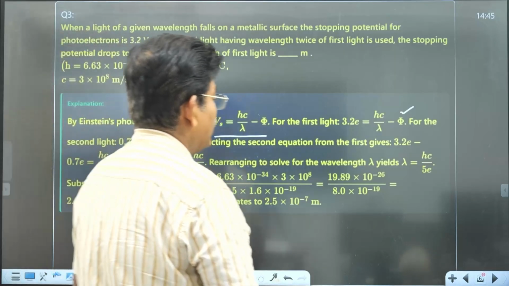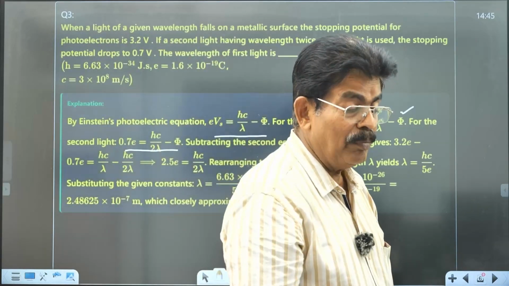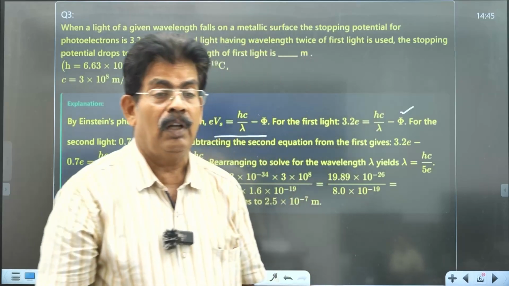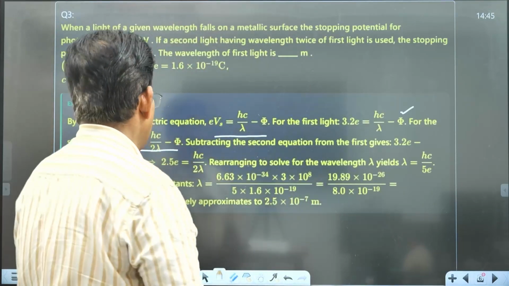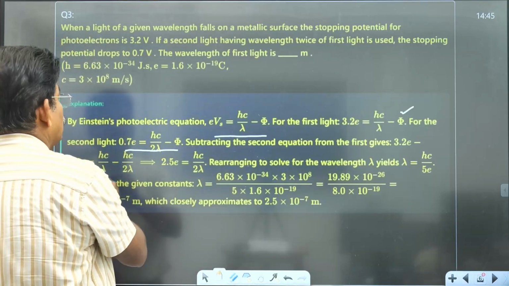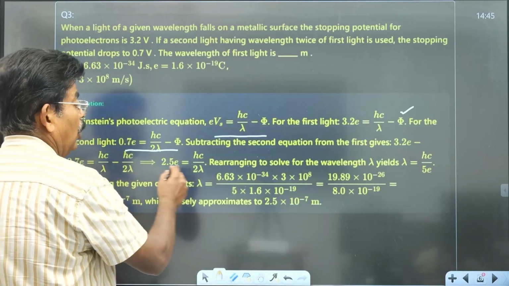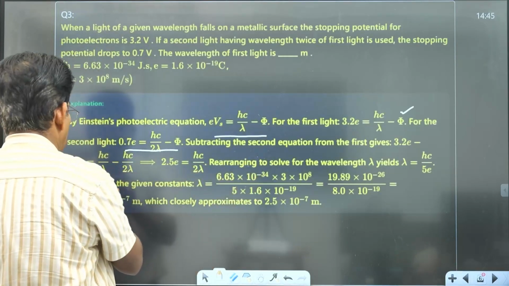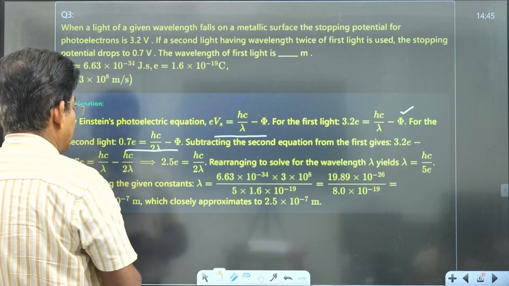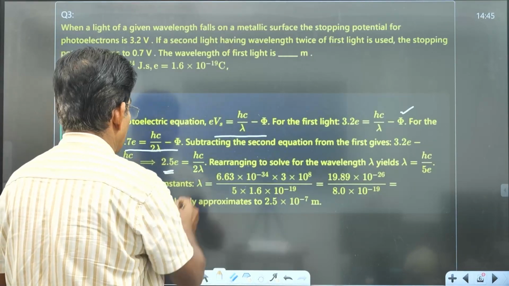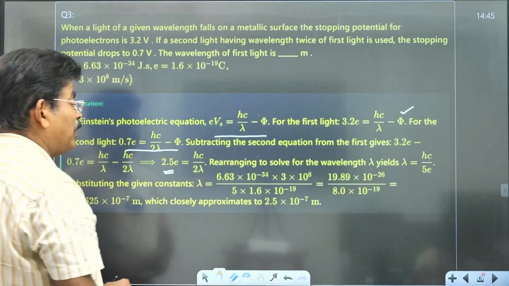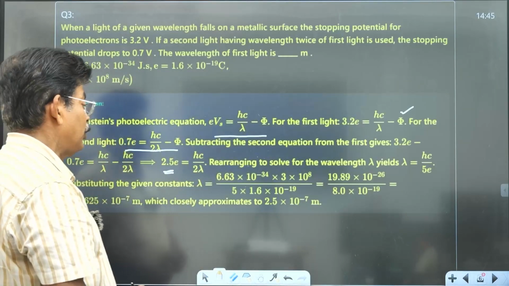Wavelength lambda we have to get, so we have to eliminate the work function. Phi is to be eliminated, lambda is to be retained. So what are we doing? We subtract. So phi has got, 3.2 E minus 0.7 E equals hc by lambda minus hc by 2 lambda. This is coming to be 2.5 E equals hc by 2 lambda, since 1 by lambda minus 1 by 2 lambda is 1 by 2 lambda.